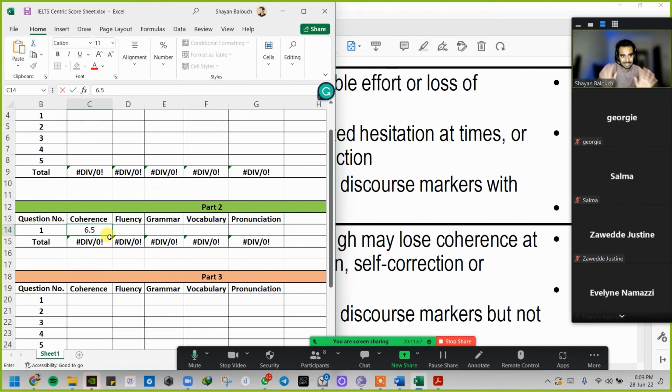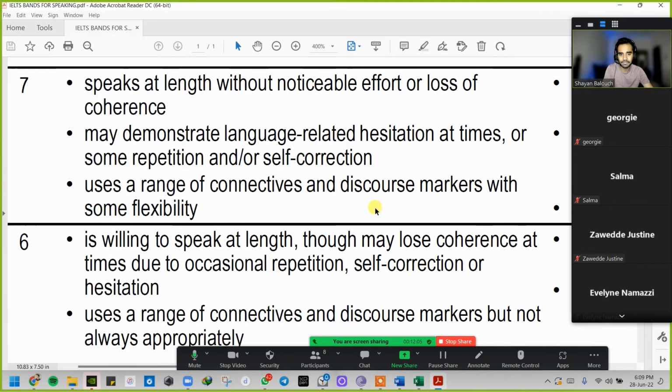Now this is just an example that I'm giving you. This is how you will be marked. You will be given marks in the exam. Okay. Now let's check her fluency.